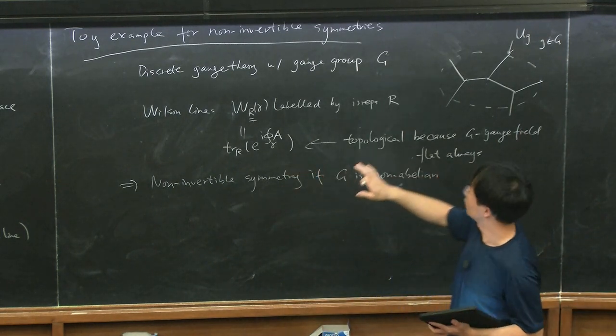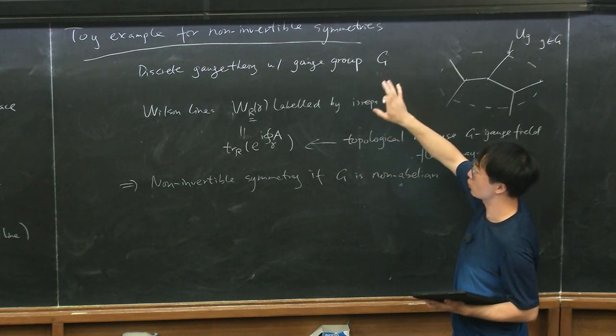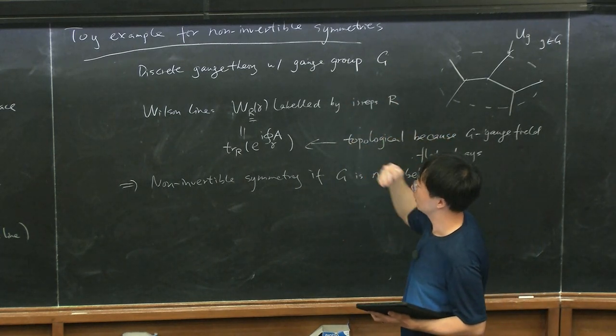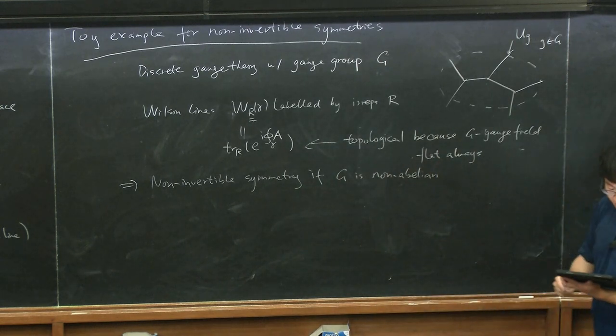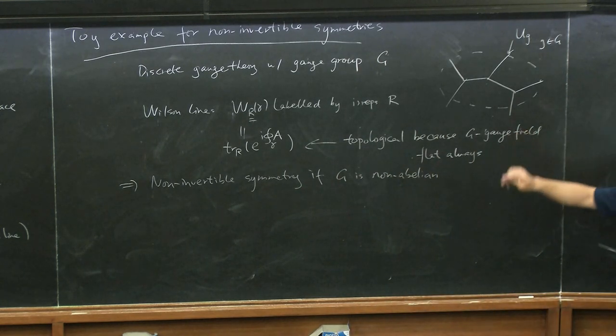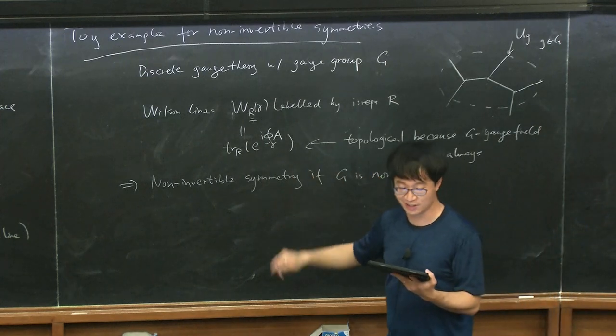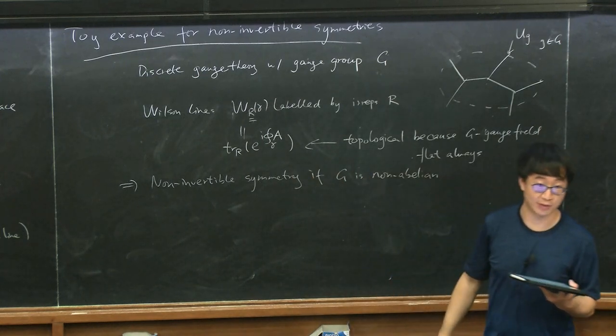For discrete abelian groups, sometimes you can introduce some kind of Lagrange multiplier field and write everything in terms of a U(1) gauge field. But this will be what we need to do for general non-abelian discrete gauge groups.